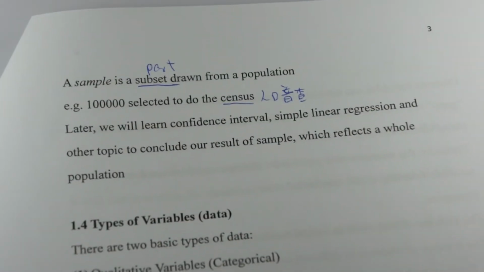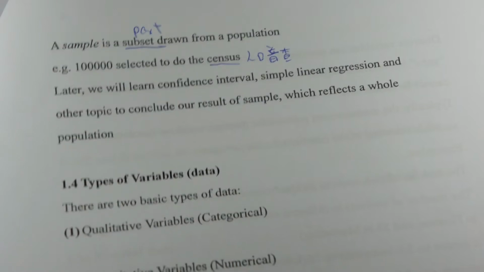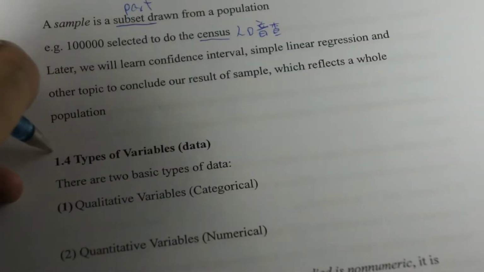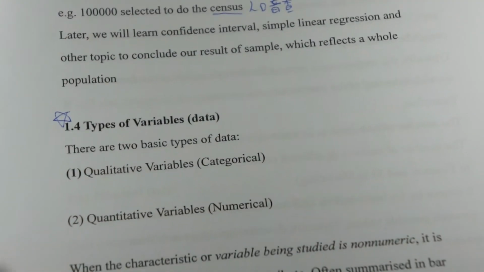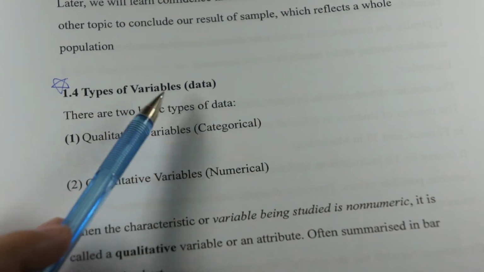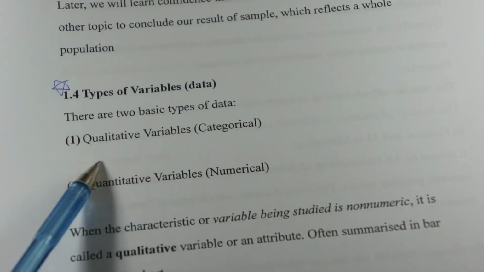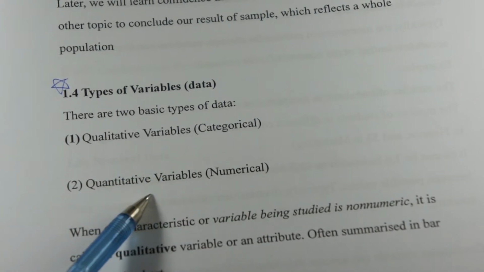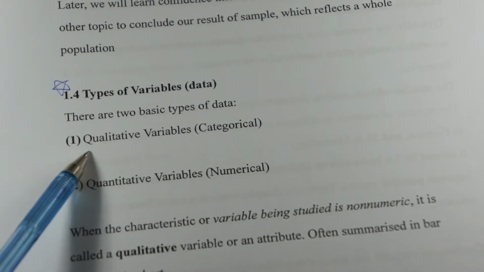Okay, so the next part that I would like to talk about is continue types of variables. It's also some common questions in the examinations. 即係一啲資料嘅類別啦 types of variables. Okay, there are two types of variables in which we have qualitative variables and then quantitative variables. What does it mean for qualitative?